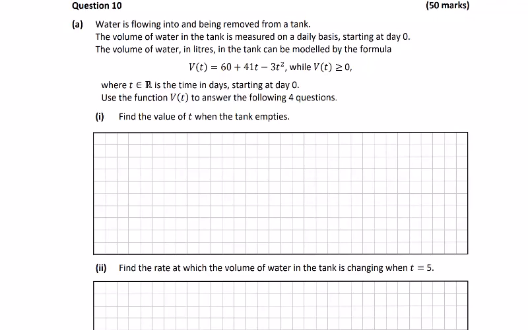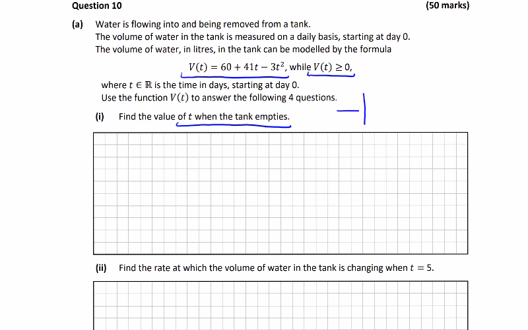Question 10, 2021: water flowing into and being removed from a tank. The volume of water in the tank is measured on a daily basis using this function, and V of t is greater than or equal to 0. We can't have a negative time. Find the value of t when the tank empties.